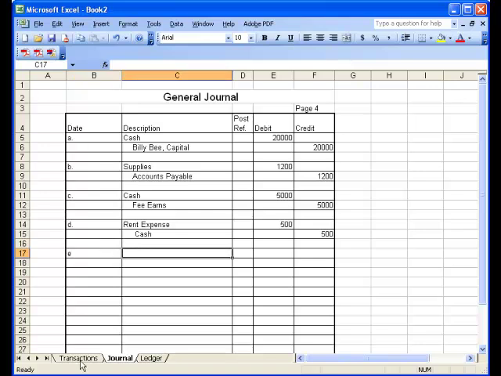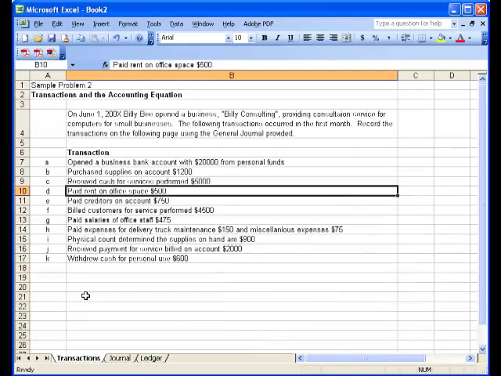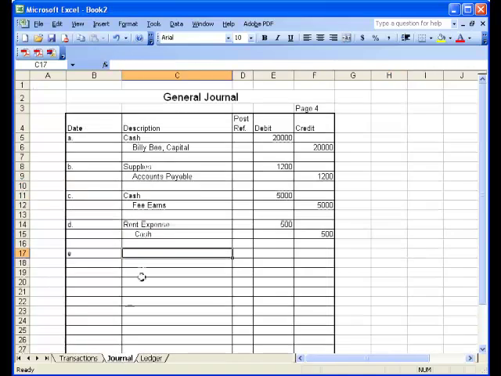Let's look at transaction E. Transaction E says we paid creditors on account $750. And so to record this transaction, the first question is, does it involve cash? And the answer is yes. And once again, our cash is a credit entry. And I'm going to go ahead and record that.